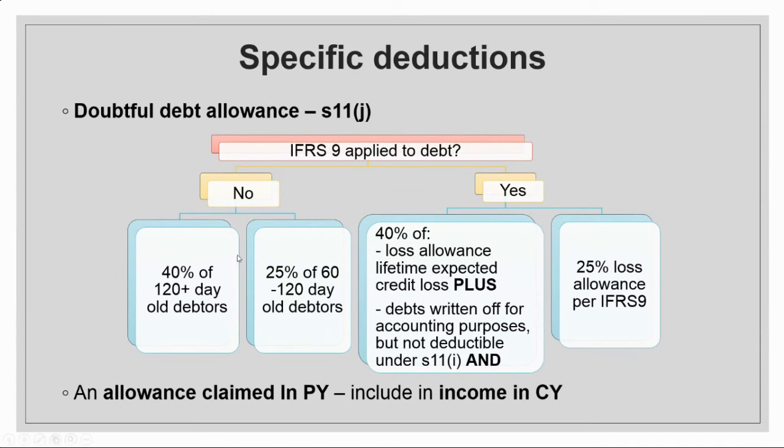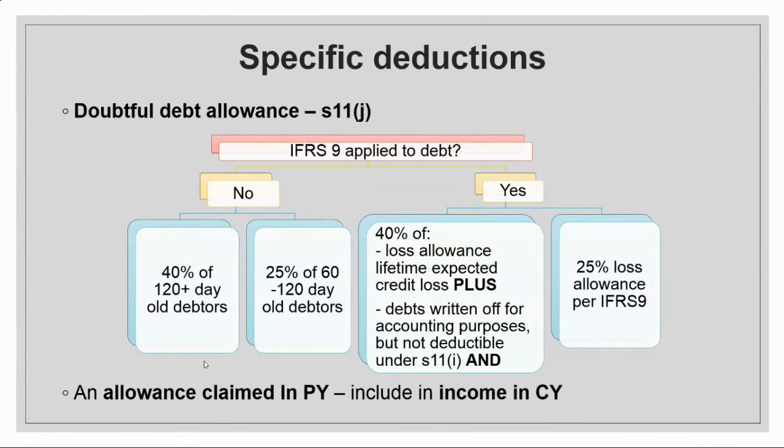Now, normally in the test, they generally ask this one because IFRS 9 is quite complex, and we just want to see if you understand the basic principles. What you need to remember with this is that you have to add back the allowance that you claimed in the prior year in your income in the current year.